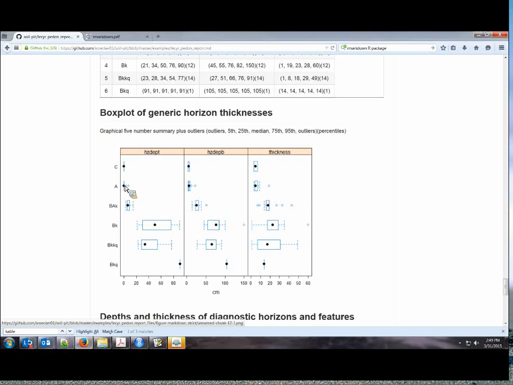So again, if you go through the process to put together this matrix of generalized horizon labels versus the horizon designations in NASIS, you can put together some really quick summaries of what's in NASIS. So all the more reason to enter pedons into NASIS if they're of high quality and representative of your given soil.